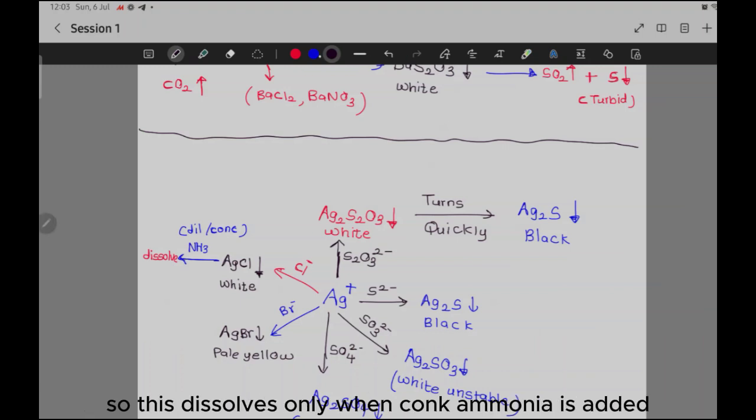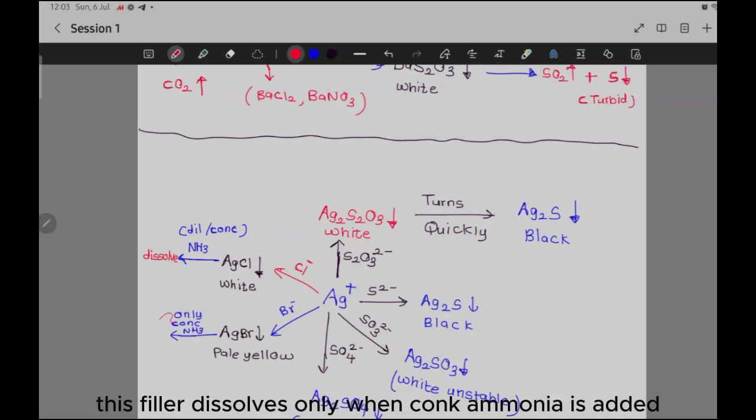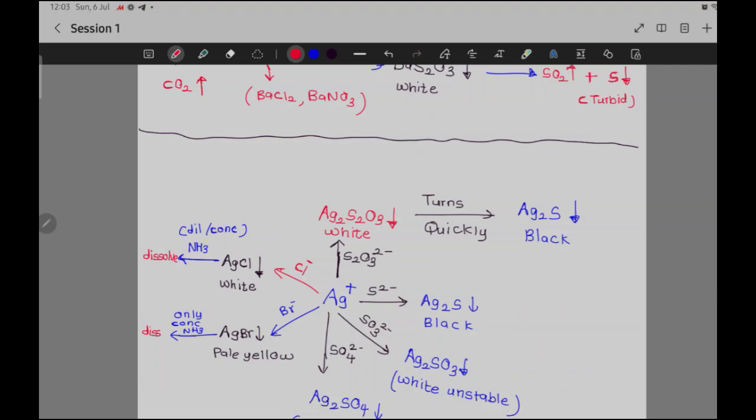So AgBr dissolves only when conc ammonia is added. Only with conc ammonia does this fellow dissolve. If dilute ammonia is added, it won't dissolve, the precipitate remains.